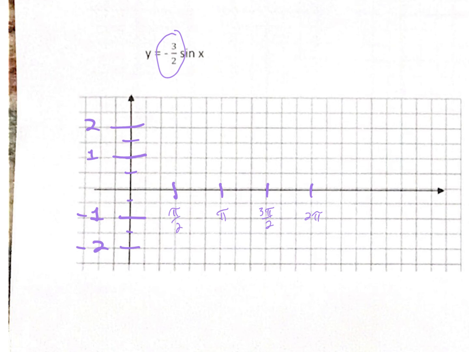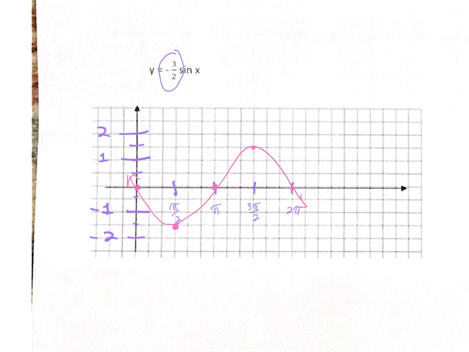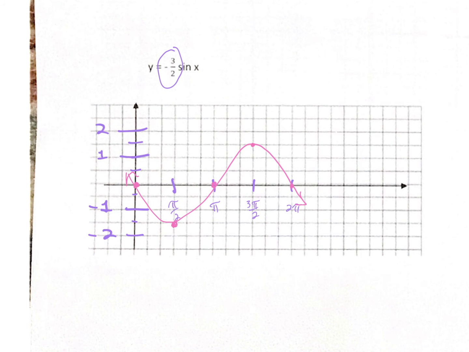So that means it's a sine, so we're starting at the midline, we're starting at the origin. It means at pi over 2, we're going to go down to -3/2. At pi, we're at 0. I'm sorry, I said -3/2. At 3 pi over 2, we're up to +3/2. And then at 2 pi, we're at 0 again, back to the midline. So there's a -3/2 sine x.